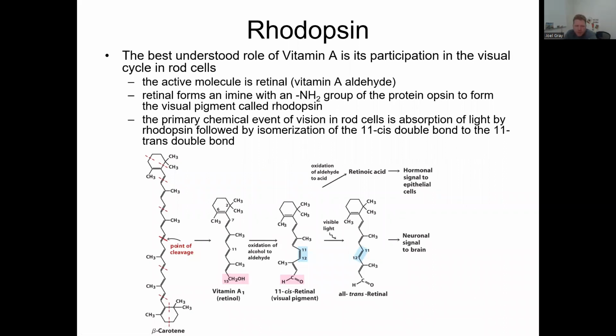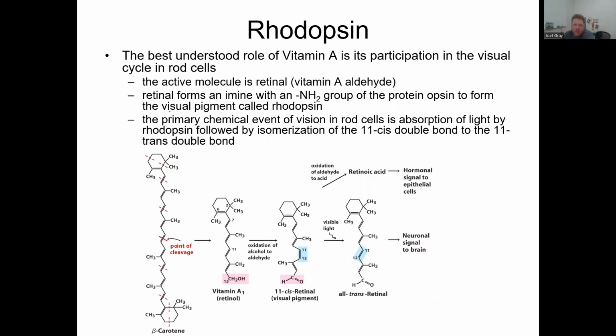So, rhodopsin. The best understood role of vitamin A is its participation in the visual cycle in rod cells. The active molecule is retinal. So that is a vitamin A aldehyde.